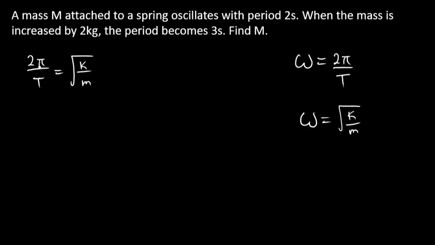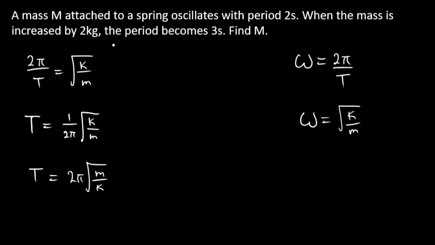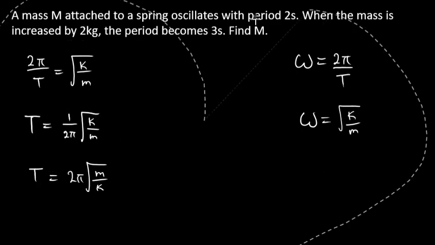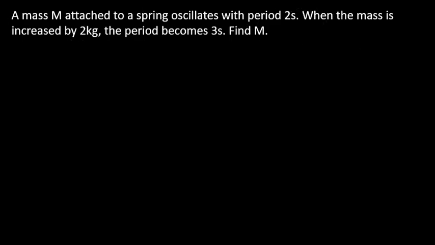So if I divide both sides by 2 pi, then period is equal to 1 over 2 pi, the square root of k over m. But if I reciprocate this, it means that period is equal to 2 pi square root of m over k. So this is the formula I'm going to use. Let's just remove everything. So period is equal to 2 pi square root of m over k. That's what we're using.